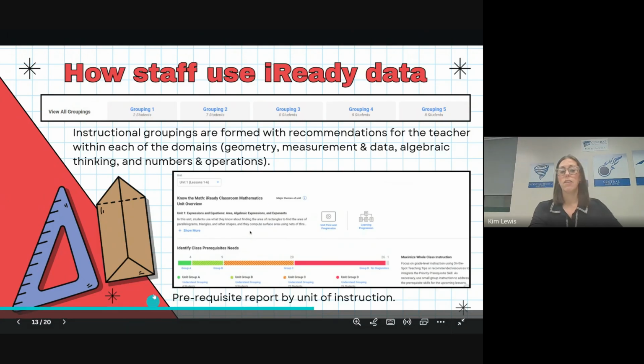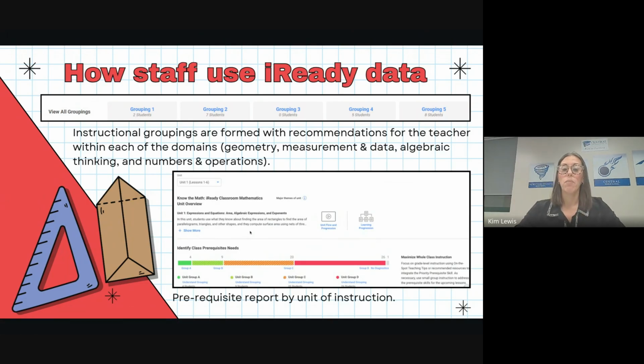The other thing that the diagnostic gives us is a prerequisite report by unit of instruction. So remember, a lesson is a week, week and a half. A unit is usually about 4 lessons, or 4 to 6 lessons make up a full unit. So the diagnostic assessment will look at each unit, and it will tell our teachers what prerequisite skills certain groups of students need in order to be successful in the upcoming unit.